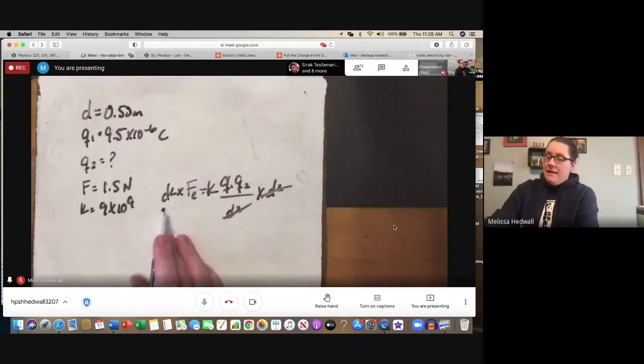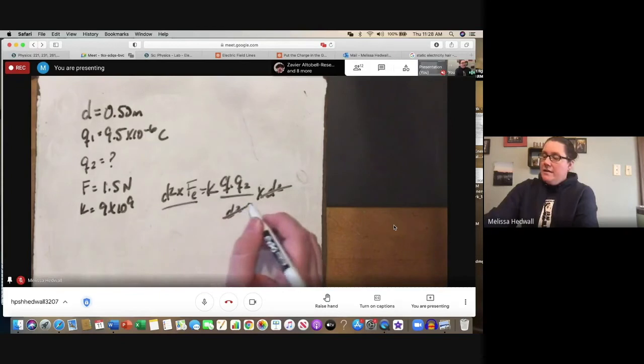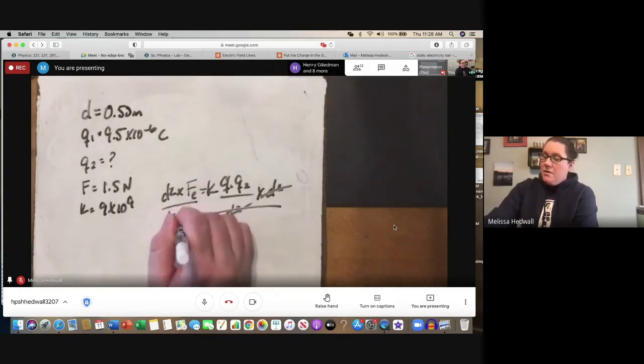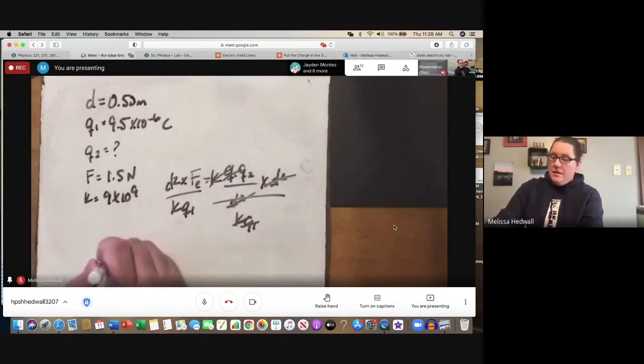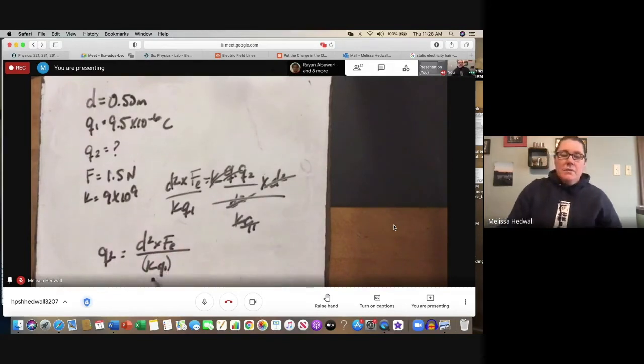And so we're at this point, we have d squared times F of E equals K, Q1, Q2. We need to keep Q2 on its own, so we'll divide both sides by K, Q1. These cancel out over here, and you're left with this equation that Q2 is equal to d squared times your force divided by K and Q1. Remember, when you are multiplying these on the bottom, you need to put parentheses around that multiplication in your calculator.